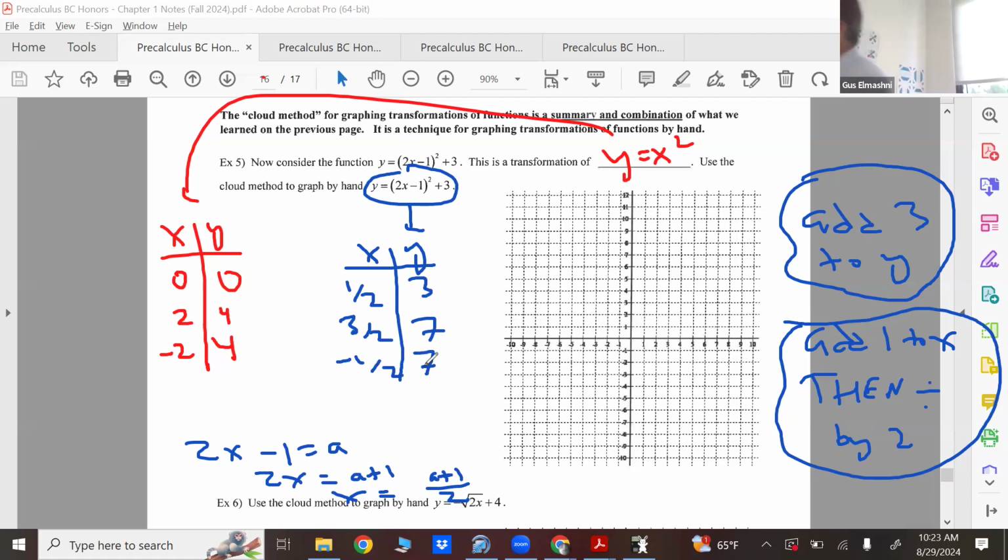And you can always check. If I plug in 1/2, I do get 3. If I plug in 3/2, I do get 2 squared, 4 plus 3, 7. If I plug in -1/2, it's -1 minus -2 squared, 4 plus 3, 7. So I feel good about that.